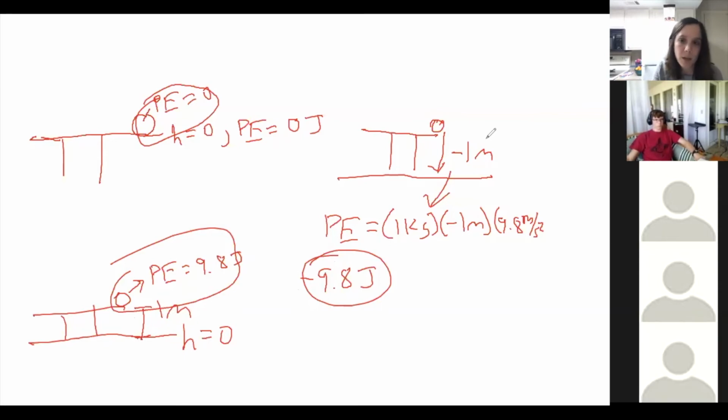Does that make sense? Wait, doesn't it kind of matter because one point is negative and one's positive, like from your reference point? If you start in a certain area, it'll be either negative or positive.